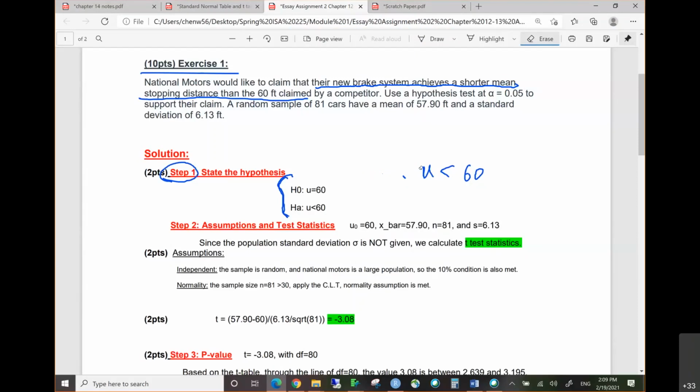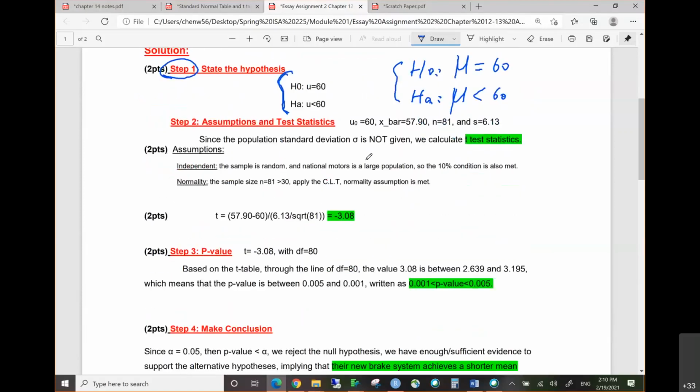The second thing about the hypothesis is I see some of you just leave out the mu. You just state that your hypothesis is equal to 60, larger than 60, less than 60. Is this a hypothesis? I don't think so. So remember, when you state the hypothesis, you always need to specify whether you want to test the mean or the proportion. This is our first step, state the hypothesis.